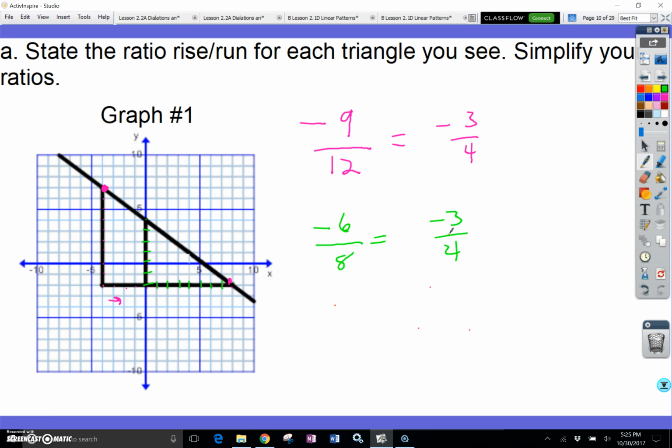Same idea. They have proportional slopes because they are dilations of each other. The two triangles are dilations of each other, and they will have similar slopes. They will have similar rise over run.